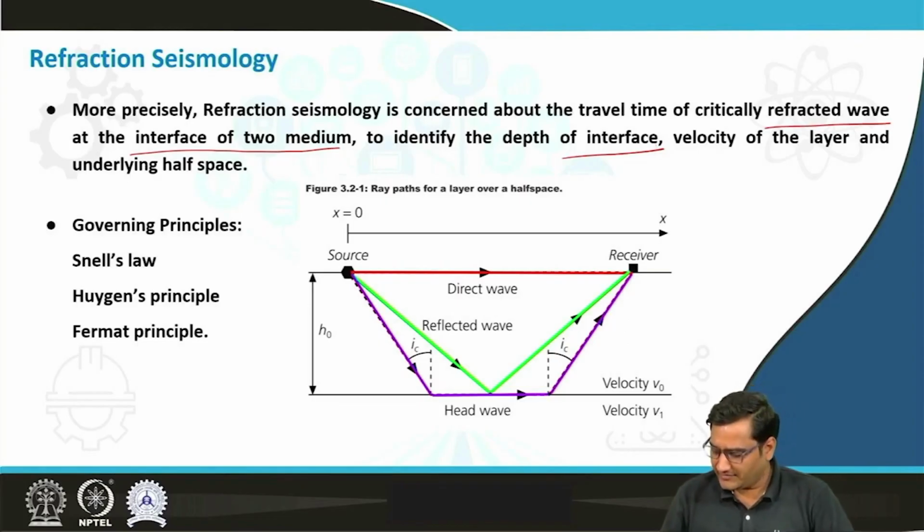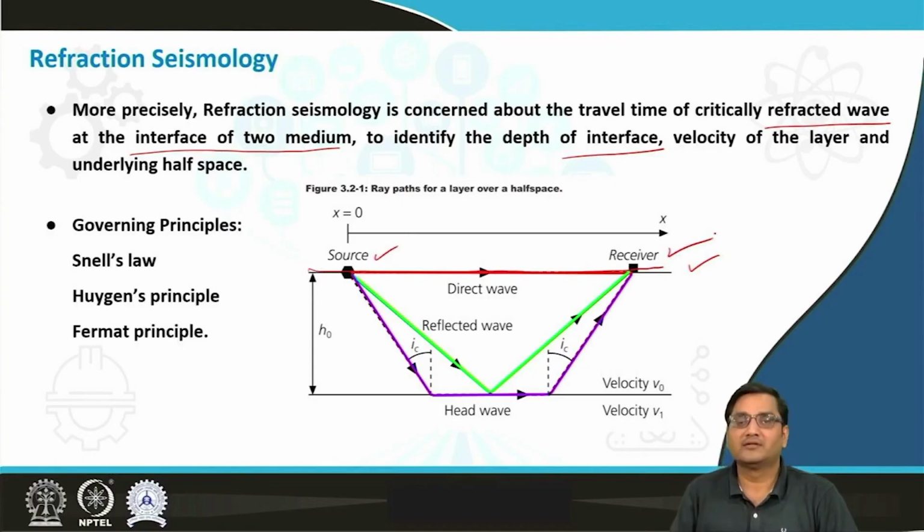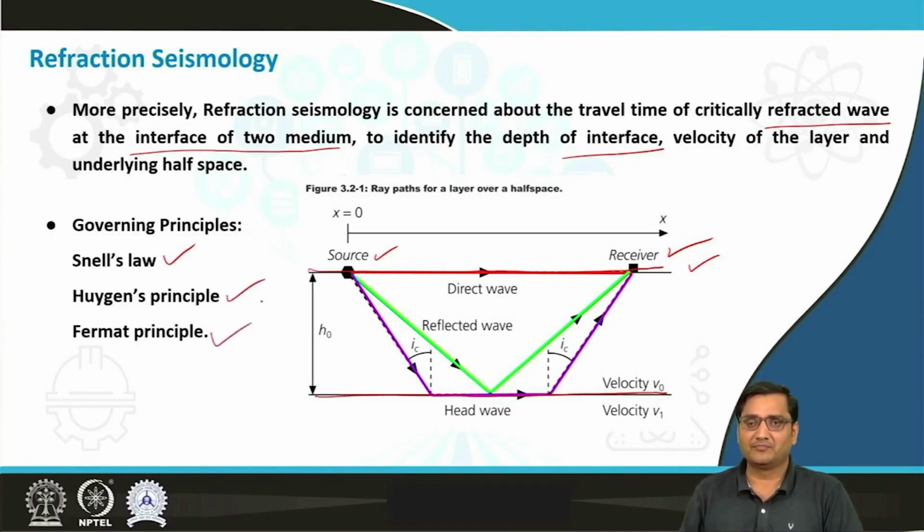If you look at this particular diagram, you can see this is the surface at which the source and the receiver are situated, and there is one interface here that is having the reflection and the refraction of seismic waves generated by the source. Now, the principles we are going to deal with in seismology are Snell's law. The second principle is Huygens principle, and also Fermat's principle.